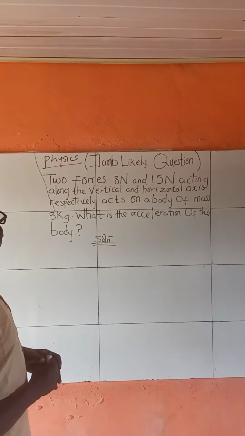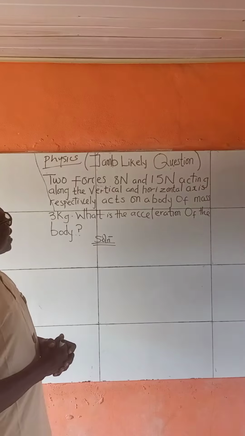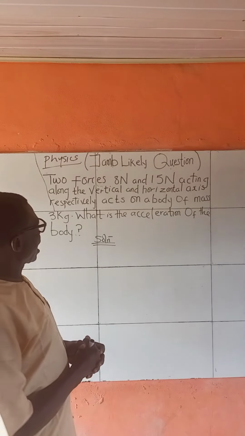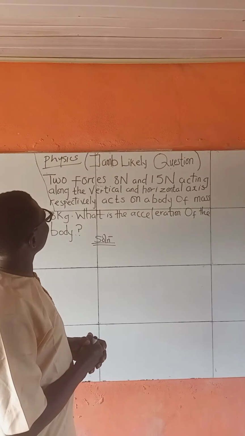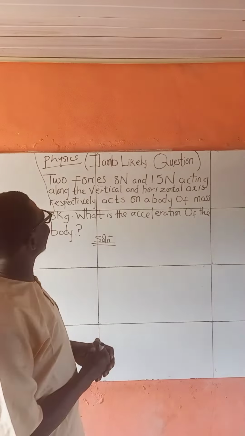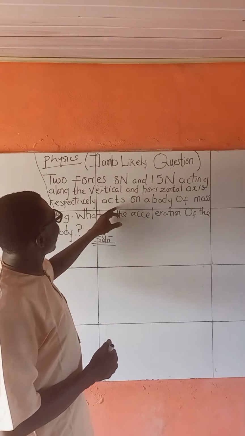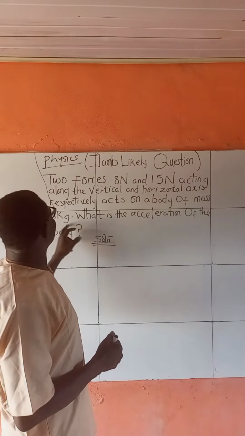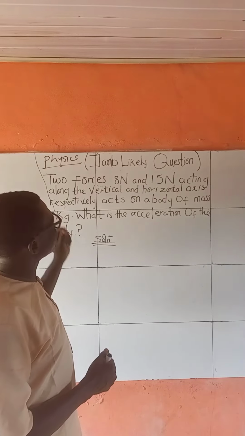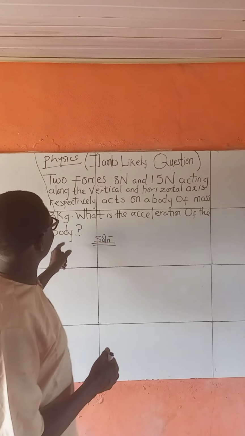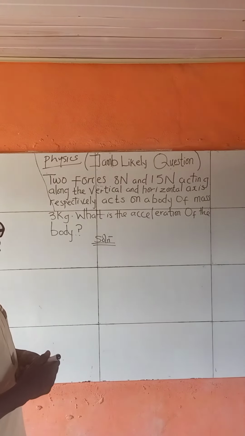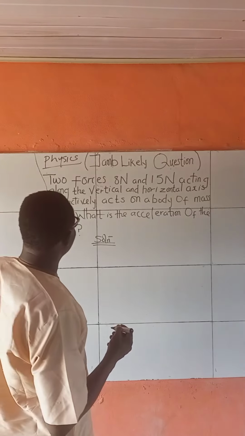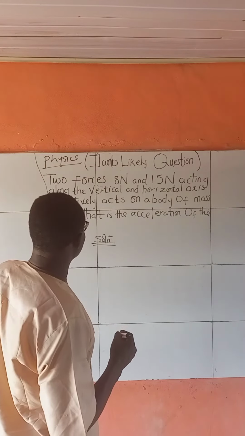Now look at this question. Two forces, 8 Newton and 15 Newton, acting along the vertical and horizontal axis respectively, act on a body of mass 3 kg. What is the acceleration of the body? Let's solve the problem.